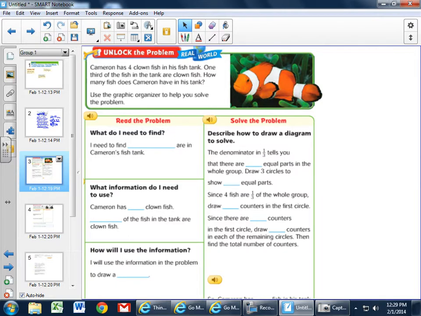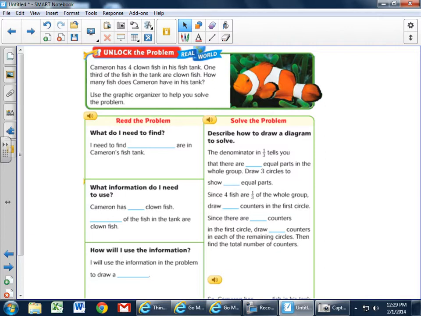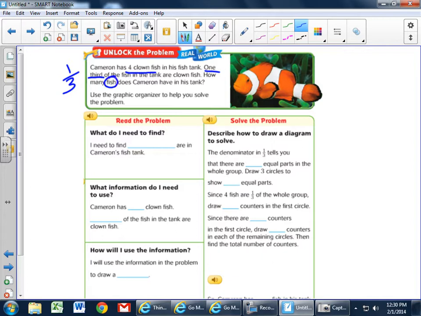If we look at our first page in our Go Math book, you should be on page 341. Problem solving, find the whole group using unit fractions. How can you use the strategy draw a diagram to solve fraction problems is our essential question. Unlocking the problem real world, Cameron has 4 clownfish in his fish tank. 1/3 of the fish in the tank are clownfish. How many fish does Cameron have in his tank? Use the graphic organizer to help you solve the problem.